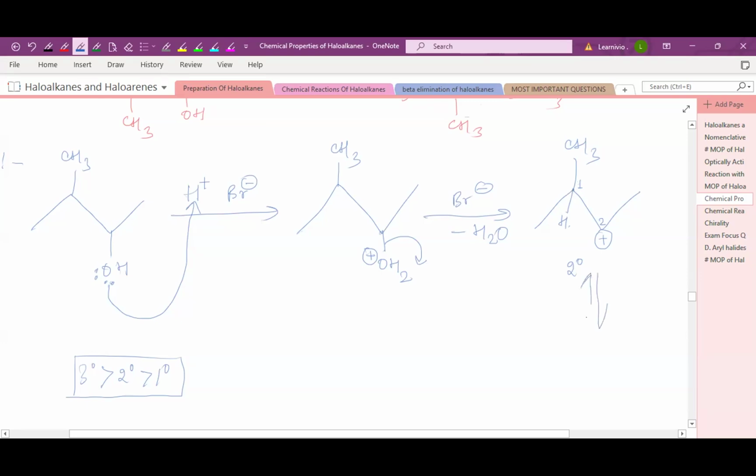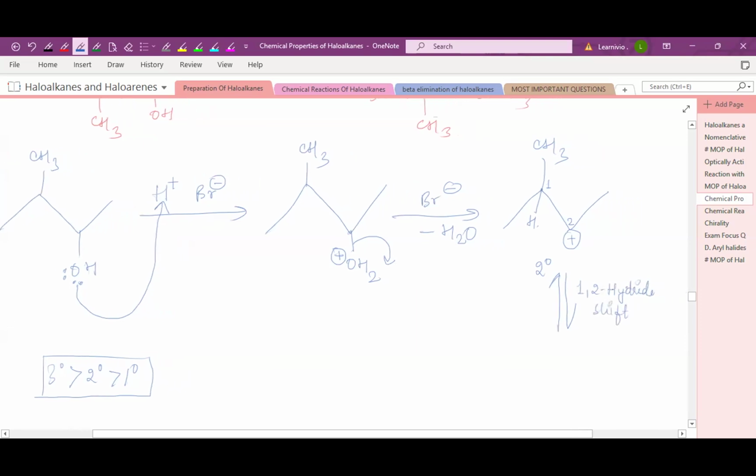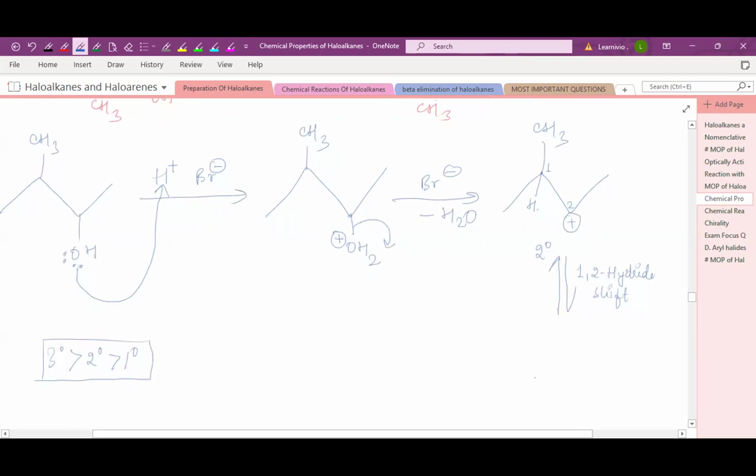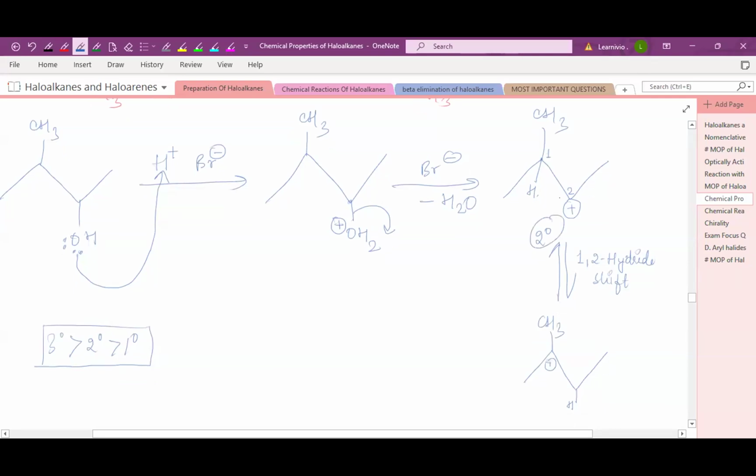This is a rearrangement reaction, and you can write down on the arrow: it is a 1,2 hydride shift. Hydrogen is shifting from the first position to the second position to attain more stability. The hydrogen has shifted, and the plus sign has come here, meaning positive. This was the secondary carbocation, but this is your tertiary carbocation, which is the most stable.